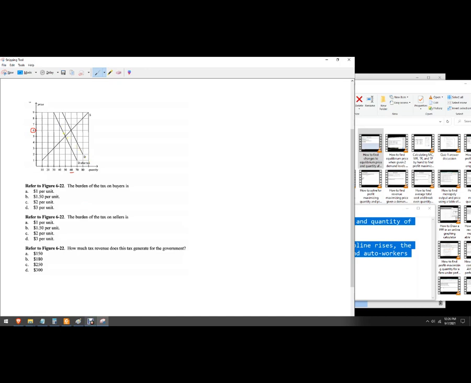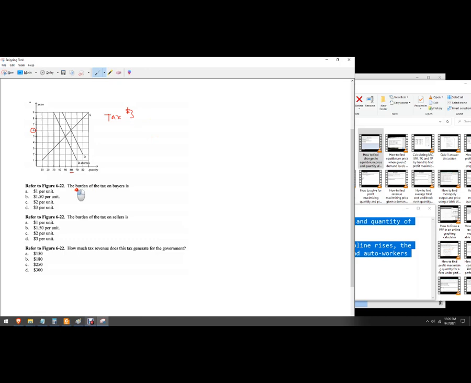Well, the tax is the distance between the two demand curves. So you just follow it from here, 1 up to 4, 3 up to 6. So the excise tax is $3 per unit. Okay, so you can see it right there, $3 per unit.